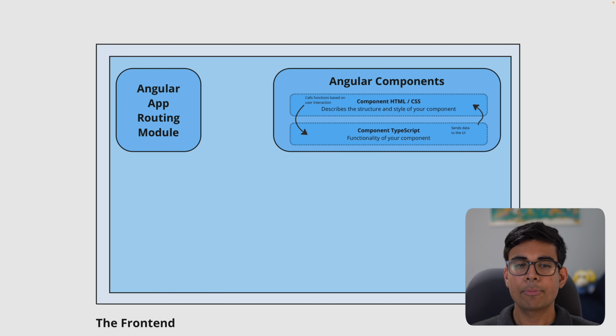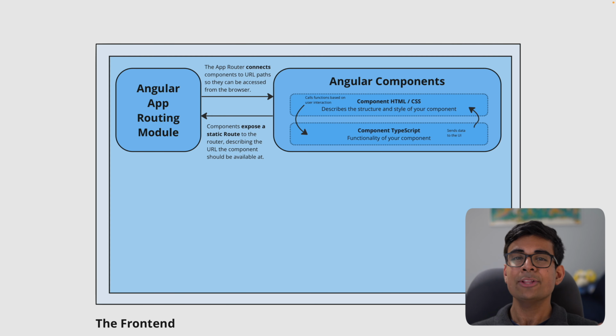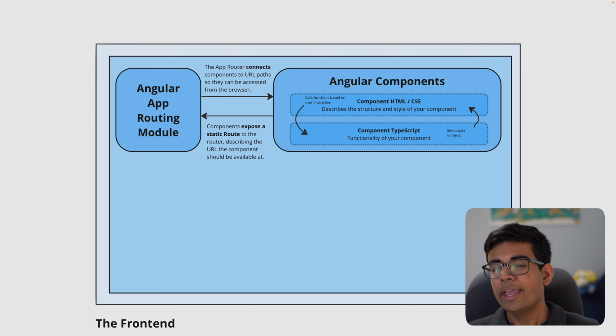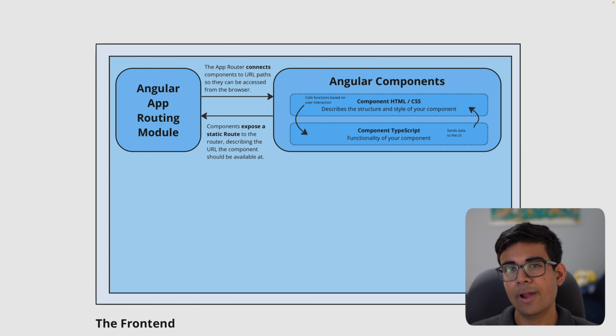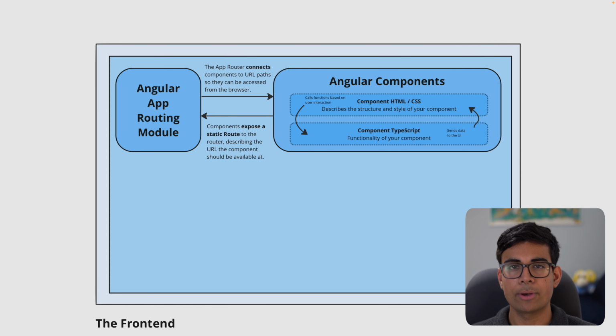Now, of course, we still have this app routing module. And as we talked about, the app routing module and the components are connected. How are they connected? Well, first, remember that our Angular components contain the static route property, which provides information to the router about what URL my component should appear on, what component should even appear in the first place, what my title is, etc. We expose this static route property to our routing module so that we can display the correct component for a given URL. You can see that interaction here with the arrow going from the component to the app routing module, and then the arrow returning back from the app routing module to the component.